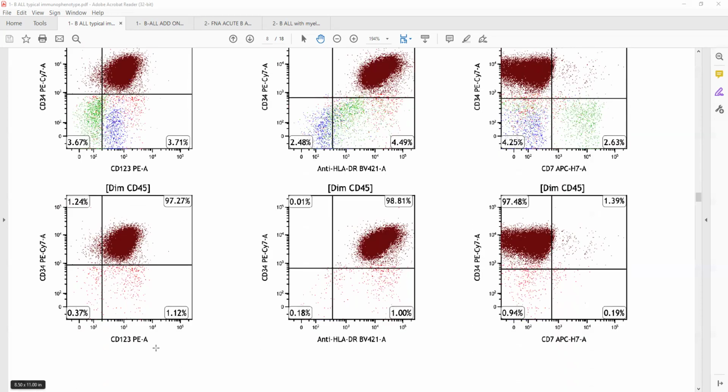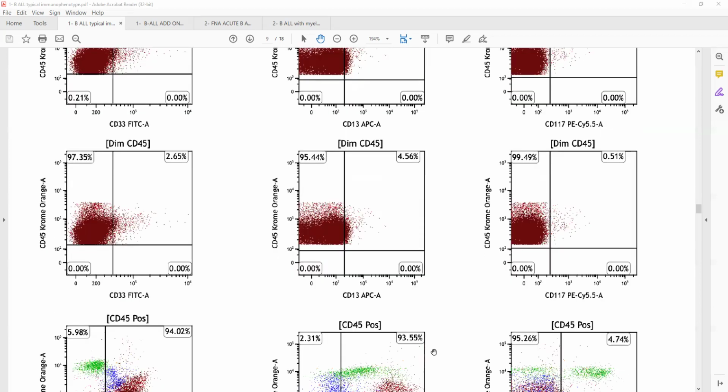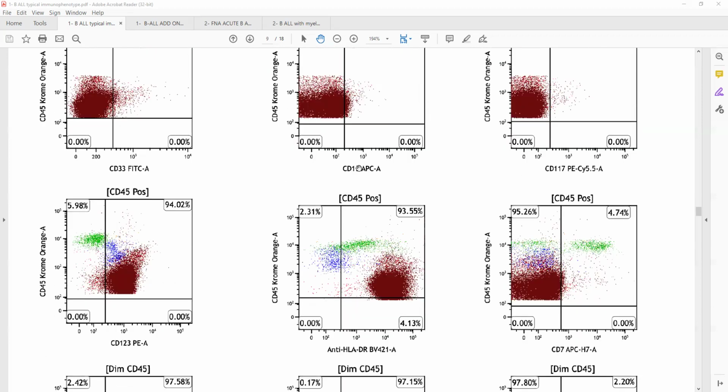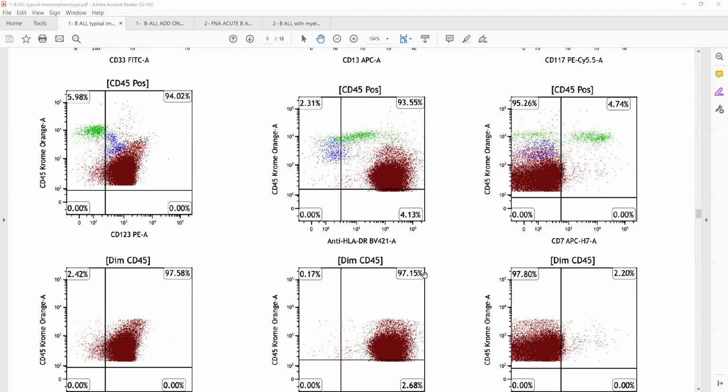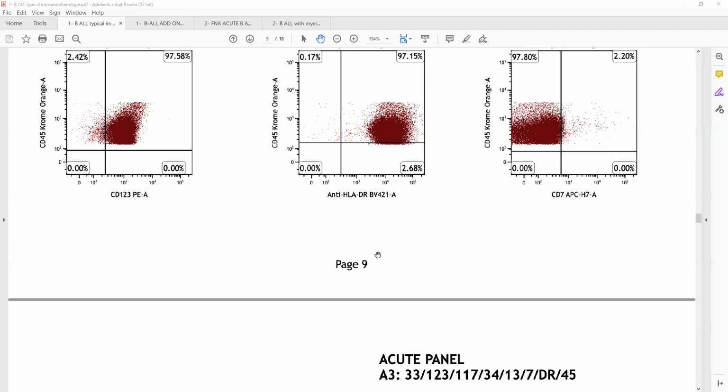Here, CD123 is positive in about 97% of these cells, and that's helpful because we do have targeted therapy against CD123. HLA-DR here is bright, and HLA-DR can be positive in both acute myeloid leukemia and B-lymphoblastic leukemia. So it's not really a useful marker when it comes to differentiating the lineage between myeloid lineage and lymphoid lineage. More of the same: CD13, CD33, and CD117 are negative. CD123 is positive, HLA-DR is positive.